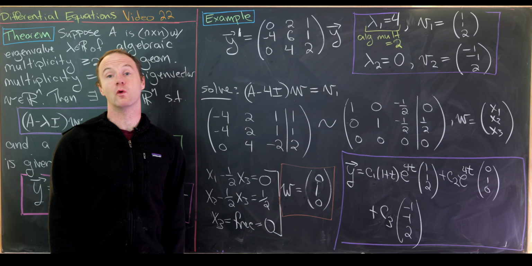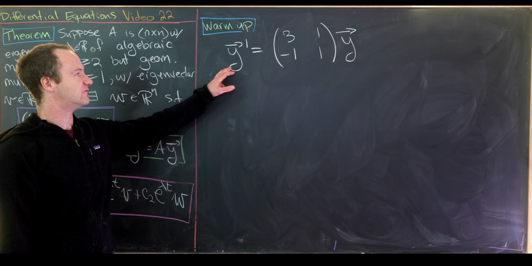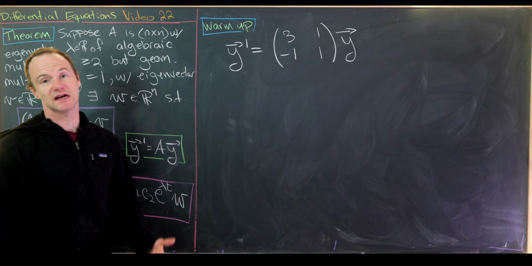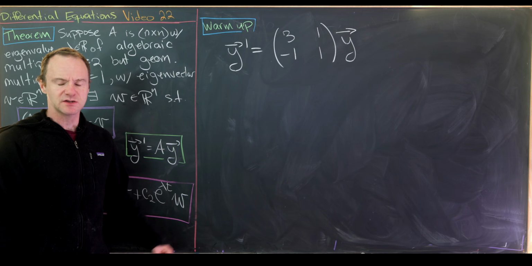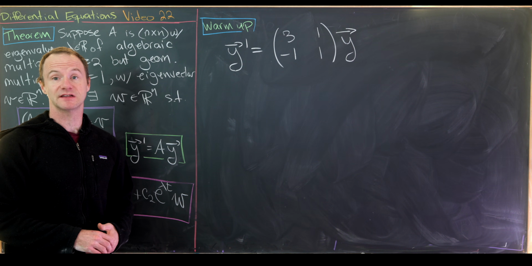Maybe I'll leave you with a warm-up problem now. So I'll leave you with a warm-up problem, and that would be vector y prime equals 3, 1, negative 1, 1 times vector y. So this will be one of these non-diagonalizable ones that we saw today, and that's a good place to stop.